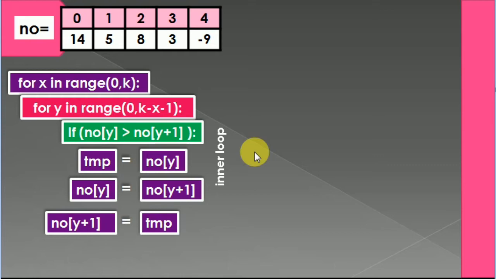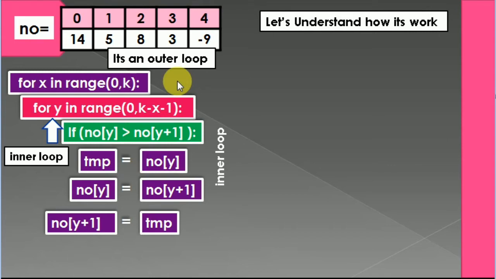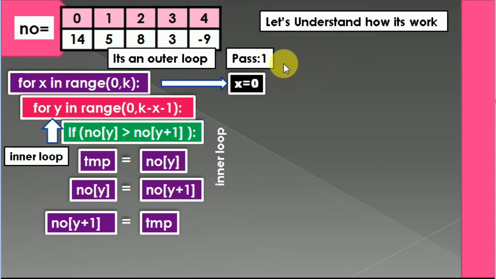Now we start how it is going to work. So I have taken all the steps here. I have written everything, the inner loop, the outer loop, each and everything. Now the first time when the outer loop is going to start, that is pass 1. You need to understand this also. Pass 1 means the first time the loop started. For x in range 0 to k, the first time the value of x is going to be 0, and we give the name pass 1 to that.